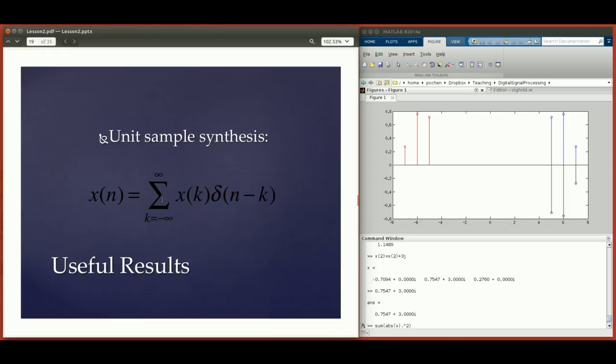So in the next video we're going to talk about some useful results based on those operations, and we can see how those fundamental signals like the delta impulse sequence can play a big role when we talk about convolution and systems, that kind of thing.